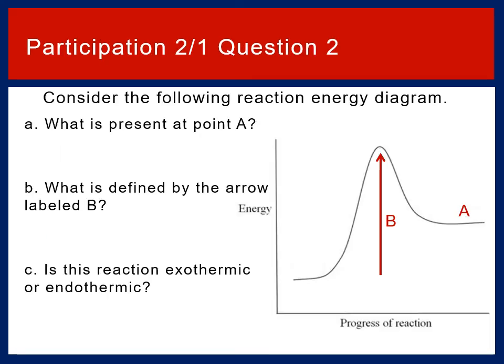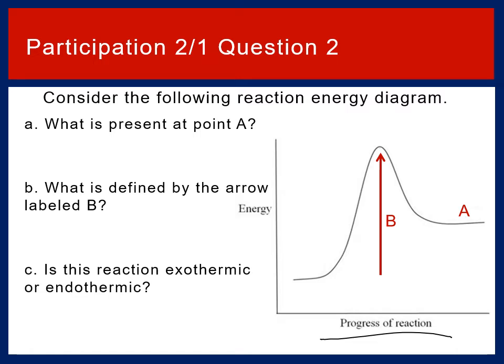Participation 2.1, question 2. Consider the following reaction energy diagram. So that's this thing over here. I got some questions about it. A, what is present at point A? So a big capital letter A, what's over there?